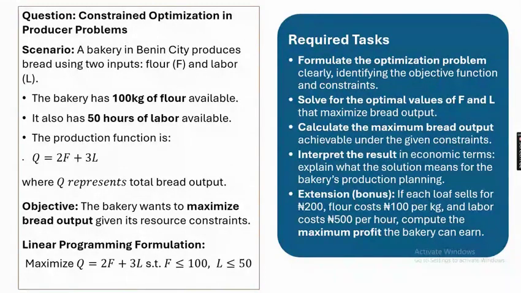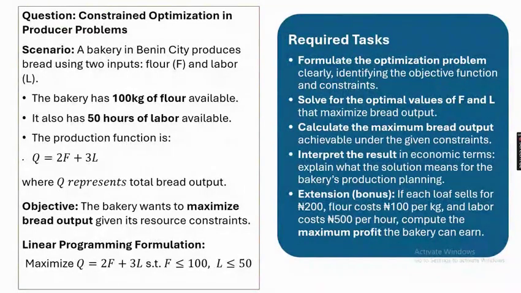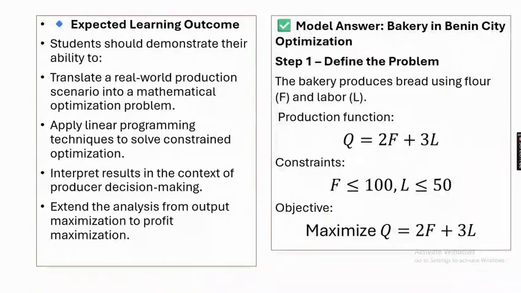Here is how this appears in an exam. You will be asked to formulate the optimization problem, solve for optimal F and L, compute maximum output, interpret the result, and as a bonus, calculate profit if prices and cost are given. This tests your ability to apply linear programming to real production planning.